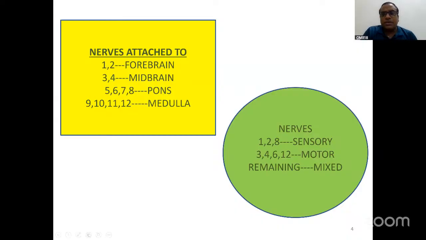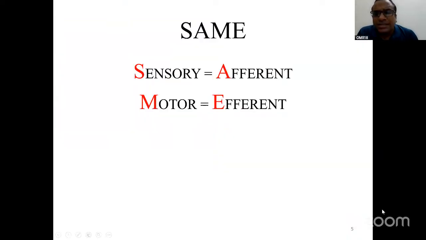Right. So see here. This is the mnemonic called SAME. SAME.